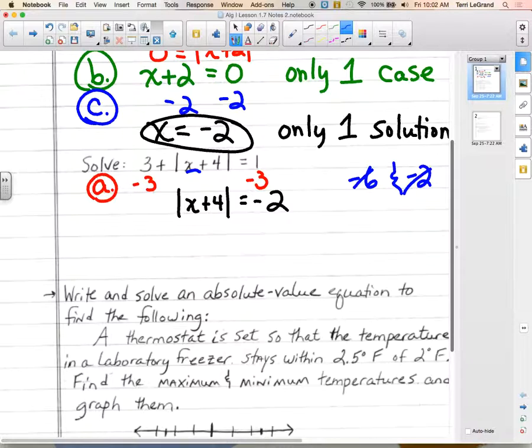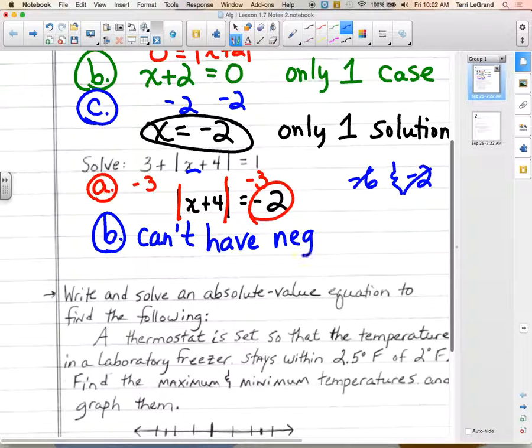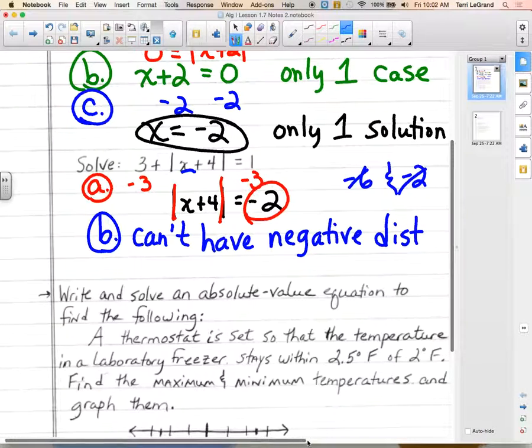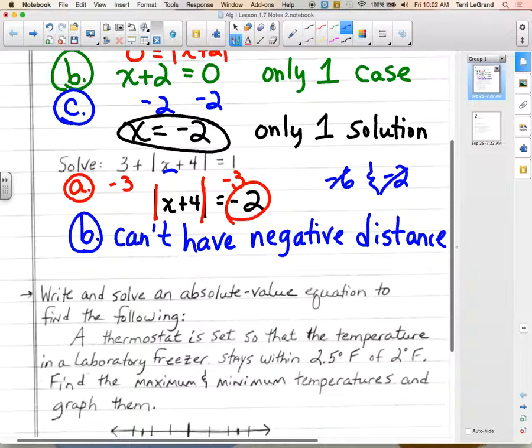Because here's the reason it breaks down right here. We cannot have negative distance. These absolute value bars over here say distance, the distance of whatever's inside there. We don't even care what's in there right now. The distance of whatever is inside there has to be -2. So we say we can't even do it in step B. Step B: can't have negative distance, even though we might want to try.